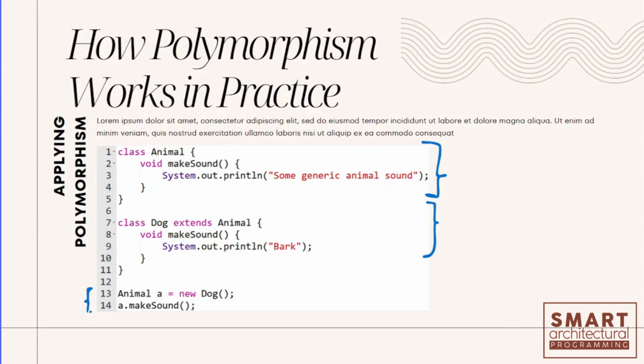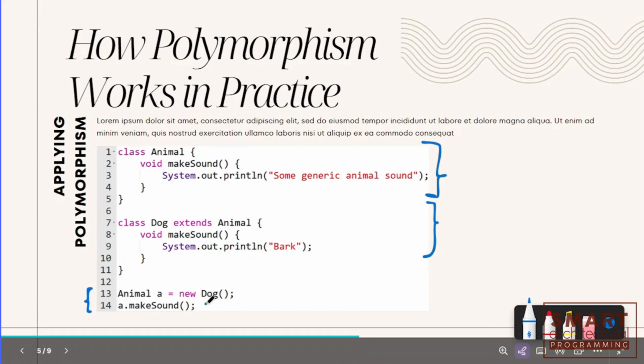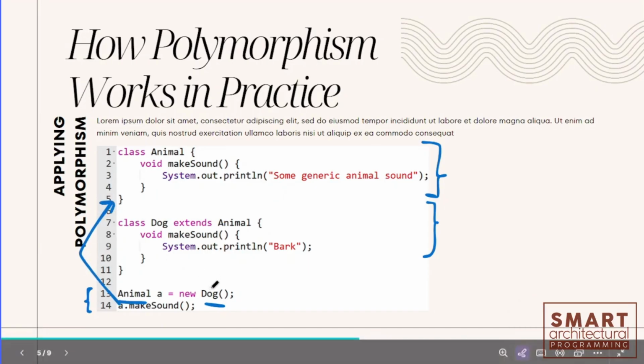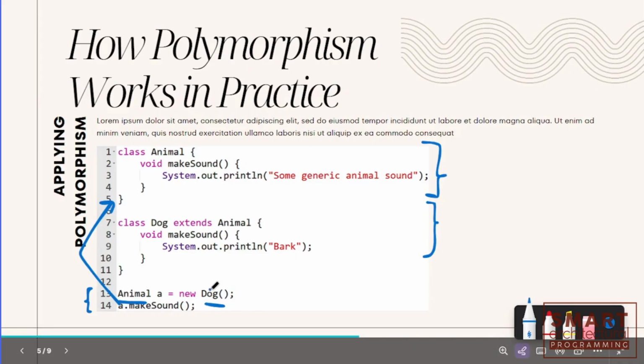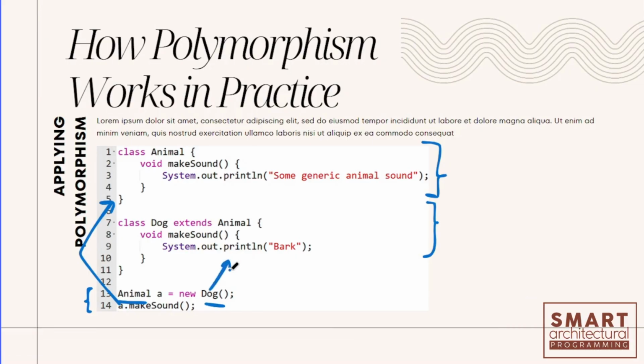Why is that? Because makeSound is overridden. Even though a is declared as an Animal, the JVM dynamically determines the method to run based on the object type, not the reference type, right? So the object type here is Dog, and the reference type here is Animal. Animal is the class and the reference type, while the Dog is pointing to the object type, which is the subclass Dog.